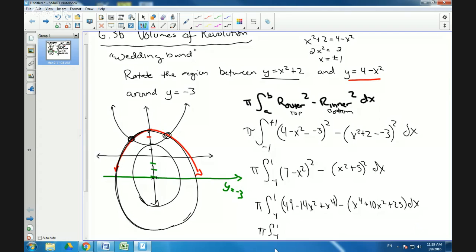Okay, what's our final here? 49 minus 25. Okay, and then negative 14x squared and 10x minus 10x squared. And what do the x squared fourths give us? Zero. Yay, how about that? And now you have an integral. Now you're ready to do your antiderivative and evaluate.